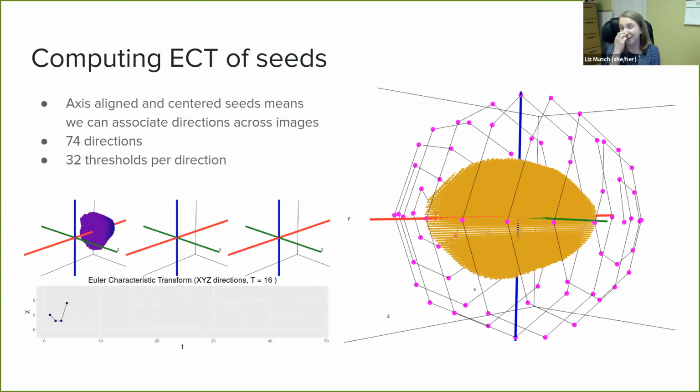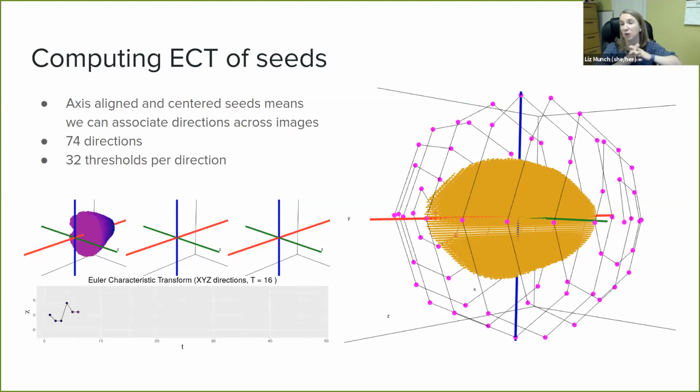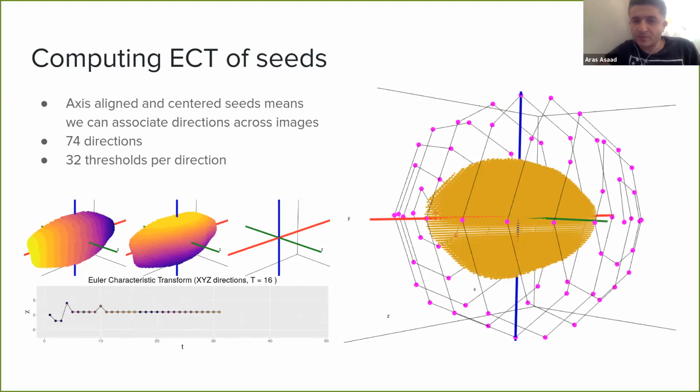I could definitely imagine that with some of the more complex data sets, for instance that walnut structure, the walnut has a lot of bumpy ridges on the inside. To actually pick up all of that information, you need a lot more directions and a lot more thresholds to get away with anything. Great. Thank you.